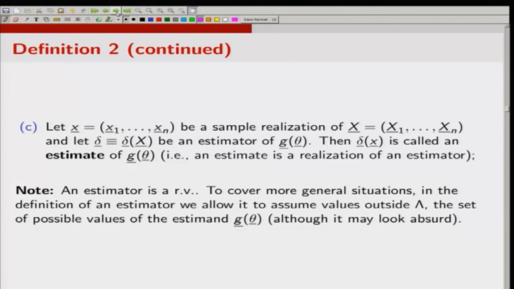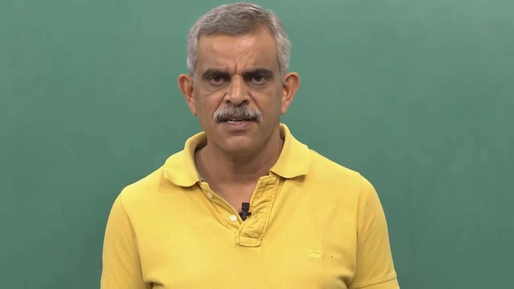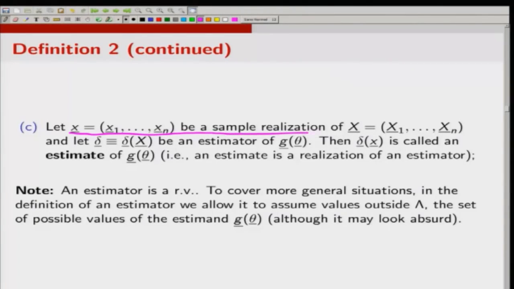Now there is an estimator, and then we can talk about an estimate. An estimator is a random variable because it depends on the random variables x1, x2, ..., xn. After the values of x1, x2, ..., xn have been observed after experimentation, the estimator based on the realization is called an estimate. So let x = (x1, x2, ..., xn) be a sample realization of the random vector X, and let delta = delta(x) be an estimator of g(theta). Then delta at the realization point is called an estimate of g(theta).